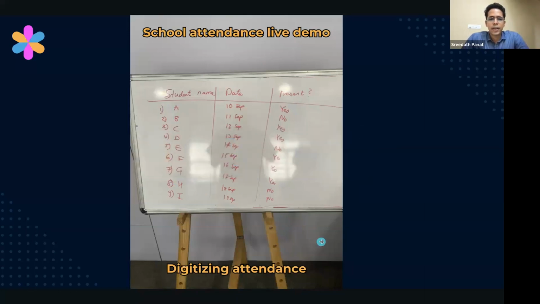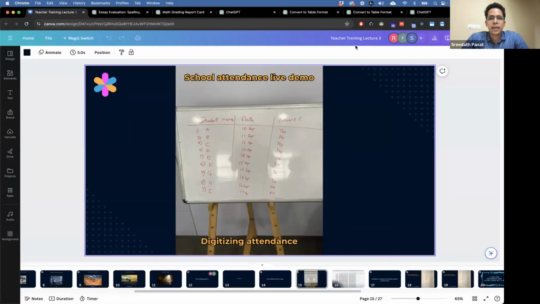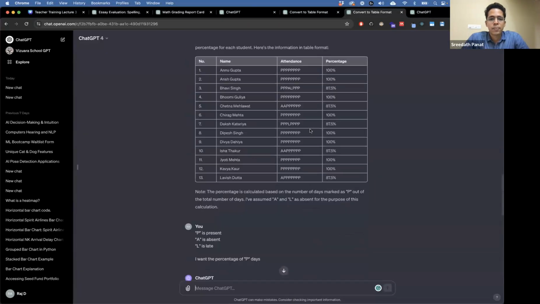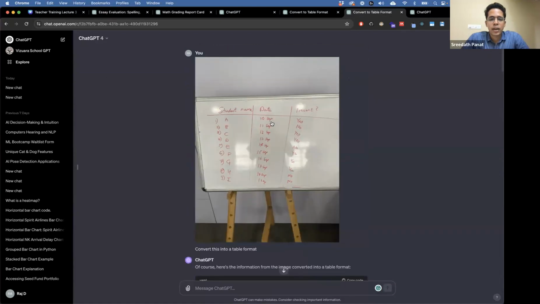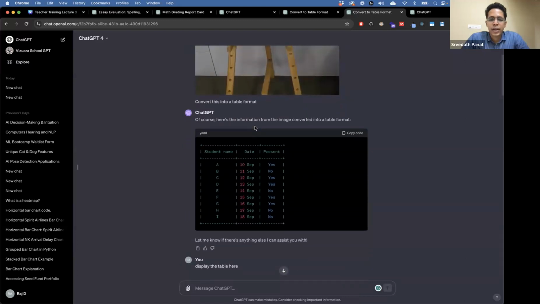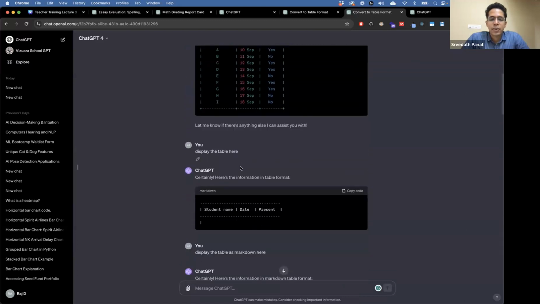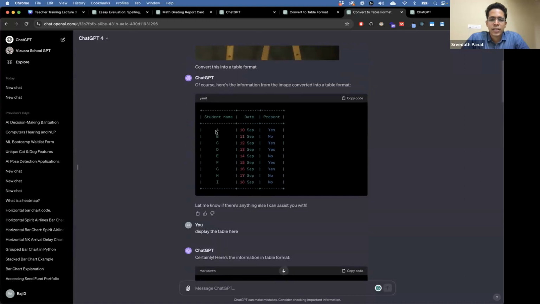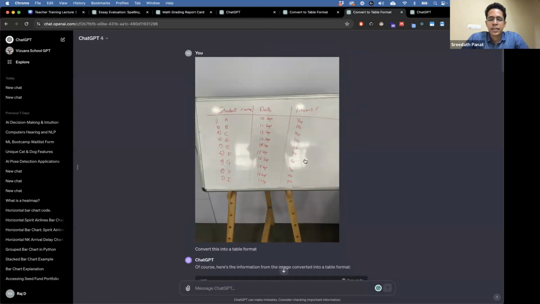We uploaded the same thing in GPT-4 and asked GPT-4 to digitize this particular attendance. So all we did is we took a photo, we uploaded it here, and then you can see that GPT was able to completely digitize it. Here you can see the student name is there. You can copy this code and paste it anywhere. You can paste it in an Excel sheet, you can paste it in a text editor. So basically this entire photo is digitized. But this was only the starting step.